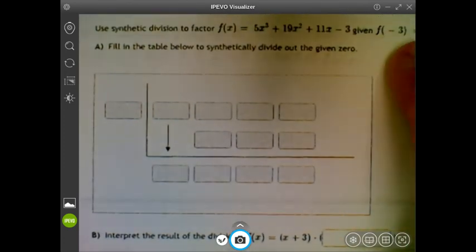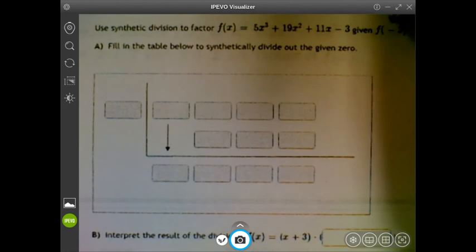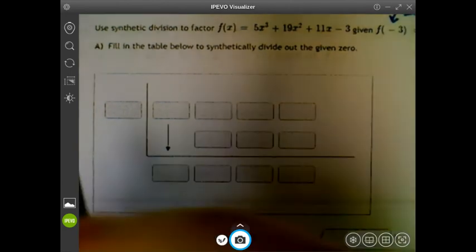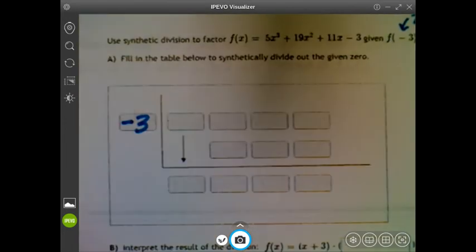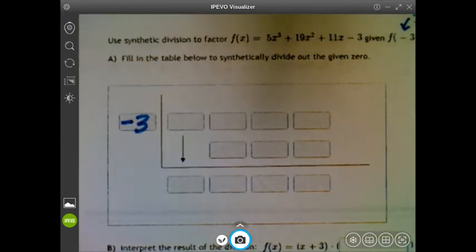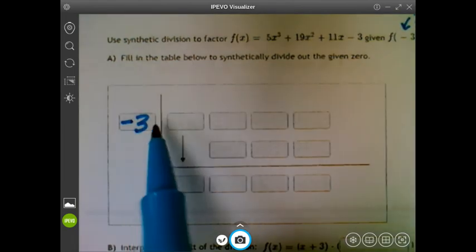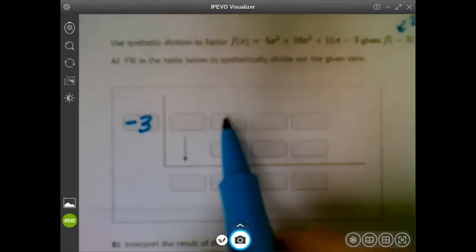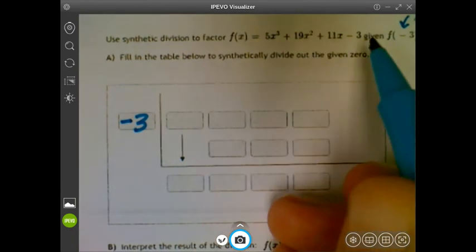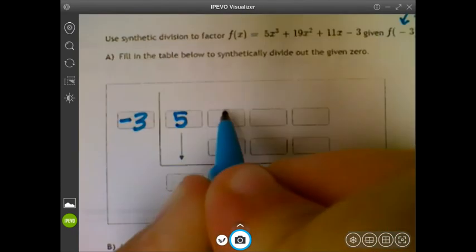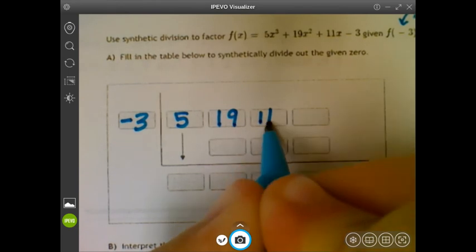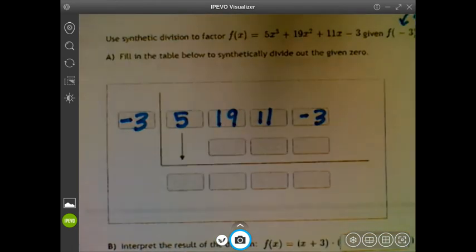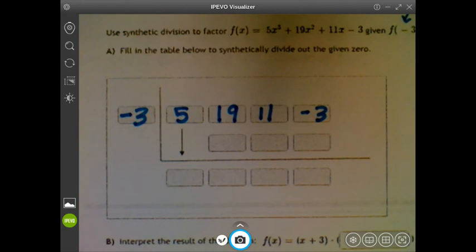So f of negative 3 equals 0 implies that this is a 0. So you do not have to change the sign. It's not a factor, it's an actual 0. So just like on the last problem, the factor was x plus 3. That was what we were dividing by. The 0 from that would have been change the sign, what makes it equal to 0. So we're going to divide this by negative 3. In here, you're putting your coefficients from your original polynomial. So 5, 19, 11, and negative 3. And then you're going to do the synthetic division.